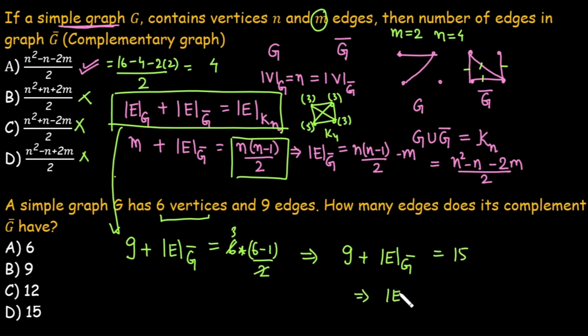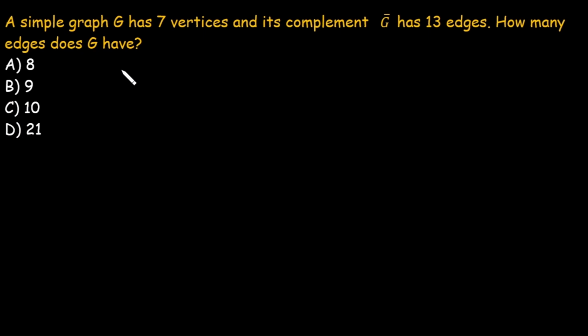From here, the number of edges in G complementary graph is equal to 15 minus 9, that is 6. Hence, option A is correct. Next question: we have a simple graph G with 7 vertices and its complement has 13 edges. Then how many edges does the graph G have?